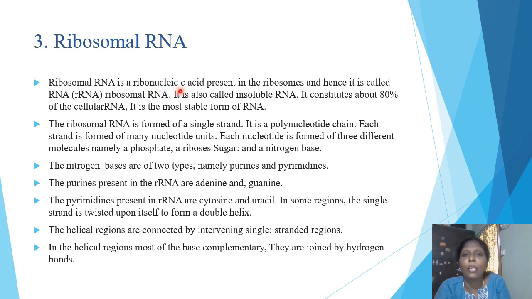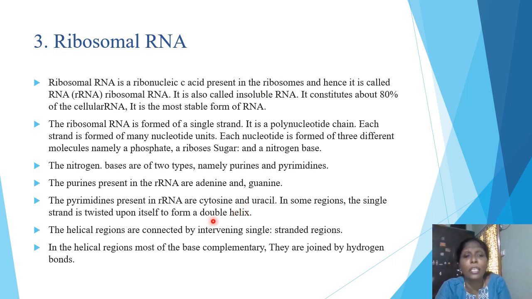Ribosomal RNA is a ribonucleic acid present in the ribosomes, also called rRNA. It is insoluble RNA and consists of 80% of the cellular RNA. It is the most stable form of RNA. The ribosomal RNA is formed of a single strand, a polynucleotide chain. Each strand is formed of many nucleotide units. Each nucleotide is formed of three different molecules, namely phosphate, ribose sugar, and nitrogenous bases. The purines are adenine and guanine, and the pyrimidines are cytosine and uracil.